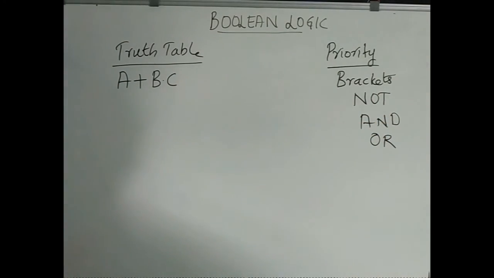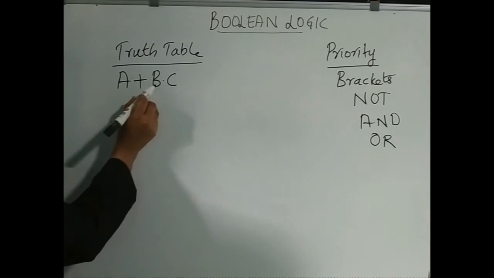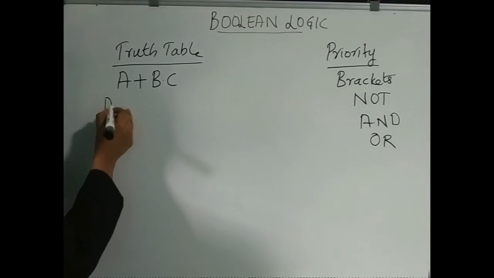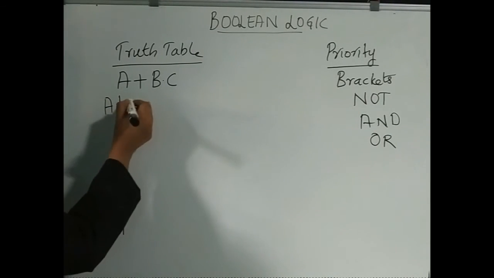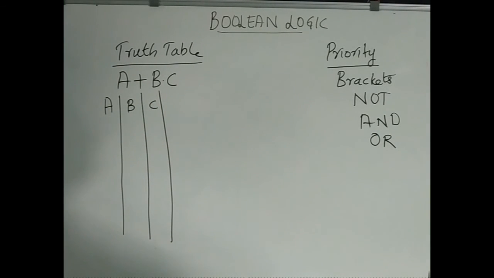Right, so we have to create the truth table for this. First we have to check how many Boolean variables there are. Here we can see 3 variables, A, B and C. So we have to create 3 columns for A, B and C. That is for sure.